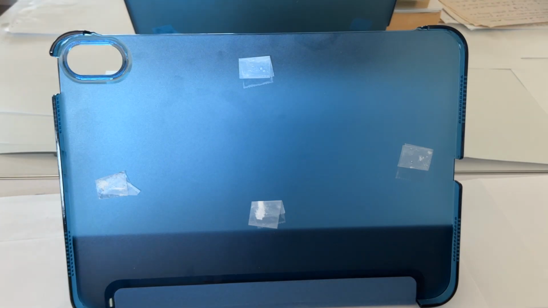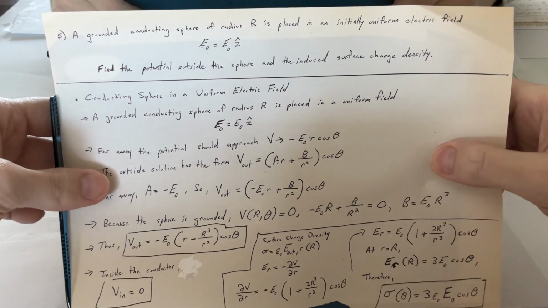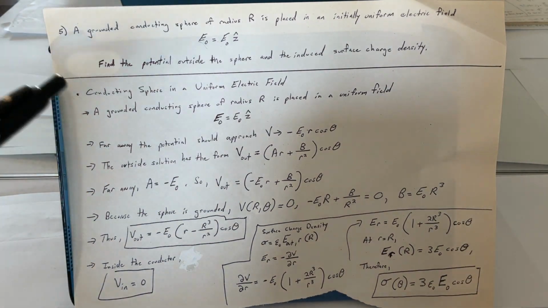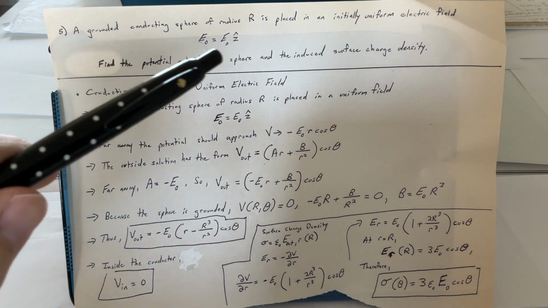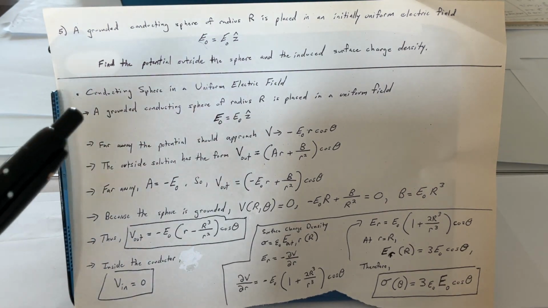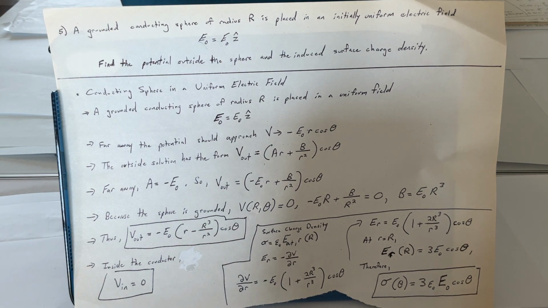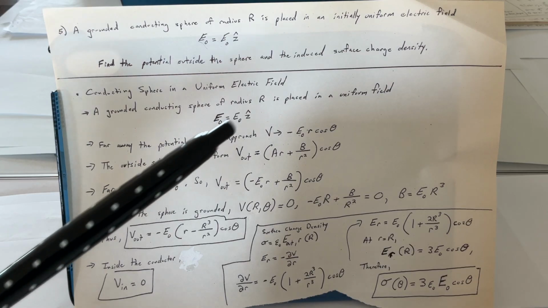Let's move into number 5. A grounded conducting sphere of radius R is placed in an initially uniform electric field, E naught equals E naught z hat. Find the potential inside the sphere and the induced surface charge density. So we have a grounded conducting sphere in a uniform electric field.